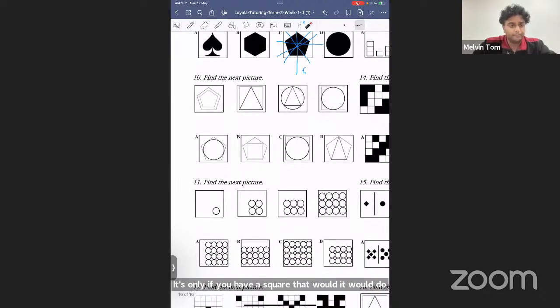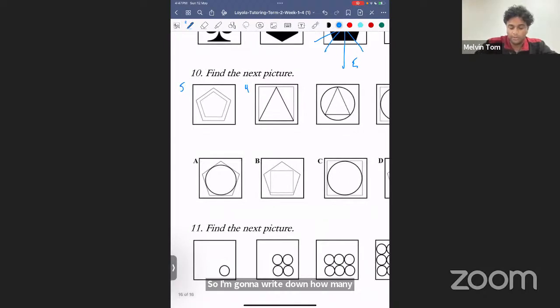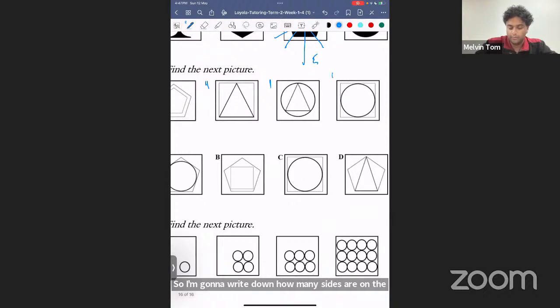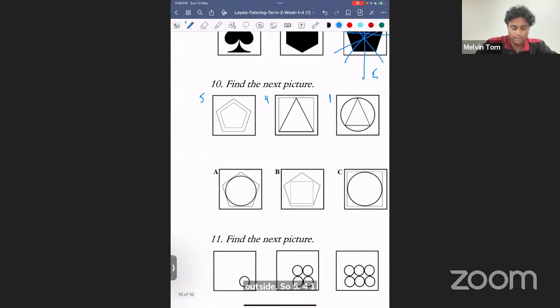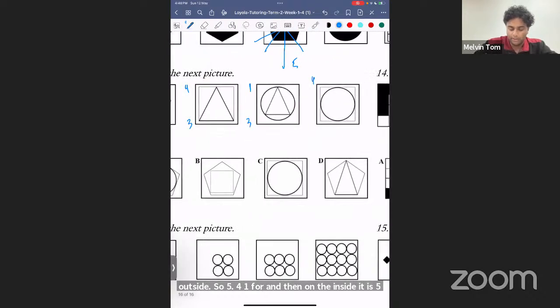Question number 10. When you get a question like this, usually it's going to be something to do with the number of sides, the outside and inside, as it goes across, right? Usually, with questions like this, the easiest way to figure it out is just writing down what you see. So I'm going to write down how many sides are on the outside. So 5, 4, 1, 4. And then on the inside, it is 5, 3, 3, 1.